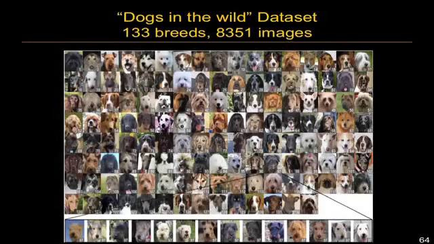In doing this, we built up this data set of dog images that contains over 8,000 images, 133 different breeds of dogs. And this is giving you a sense of all the different breeds. On the bottom, you can see a single breed and all the variation in appearance that we get within that breed.